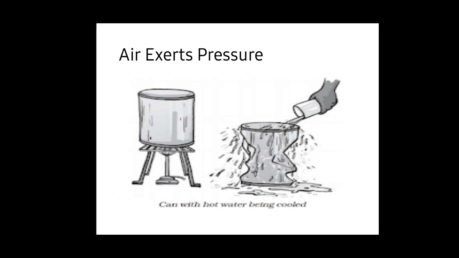Here we have an experiment to prove that air exerts pressure. To do this experiment, we need a tin can. You just add some water in the tin can and heat it. After heating for some time, you just pour some cold water on the hot tin can, and suddenly the hot tin can is deformed. Why does it happen?